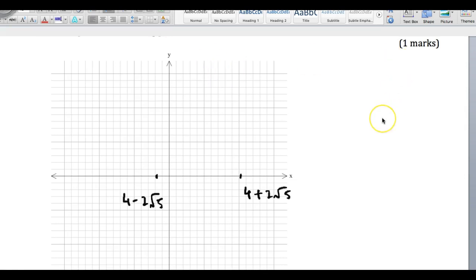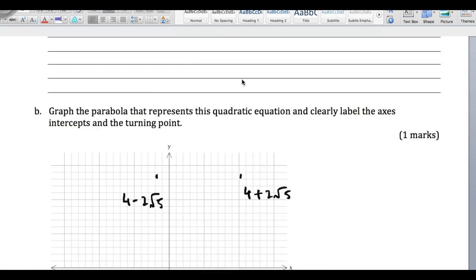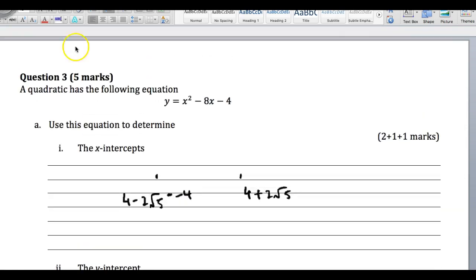Okay, let's scroll up. Our y-intercept is -4. That's nice and easy. Let's just put it somewhere down here. And our turning point, this is really horrible doing it this way, isn't it? It'd be nice if I had the answers already on there.